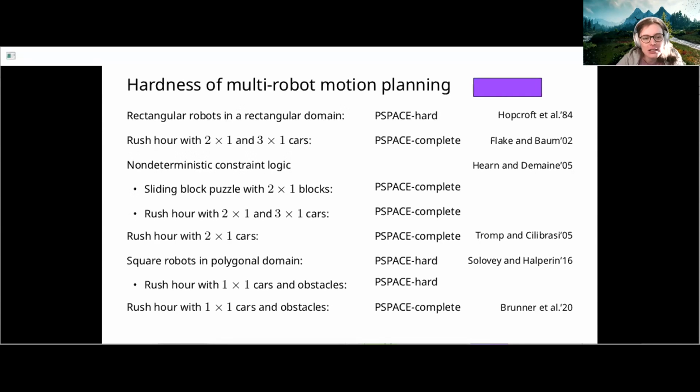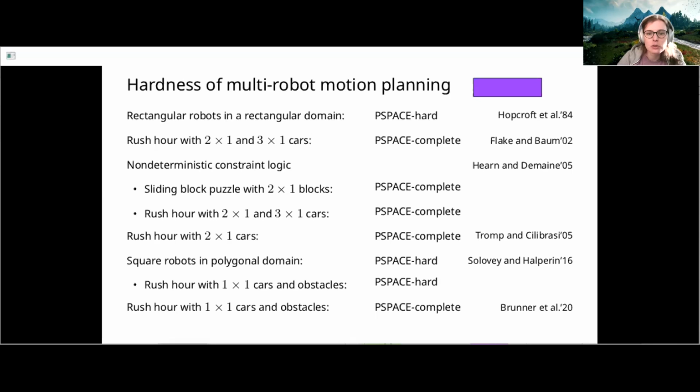But if you notice that different sizes of blocks and cars, that means that we are in a K-colored version of the multi-robot motion planning. Okay, so I think this slide shows the results for rectangular and also square robots. So you see, it's a long way to prove that multi-robot motion planning for squares is also PSPACE-hard.